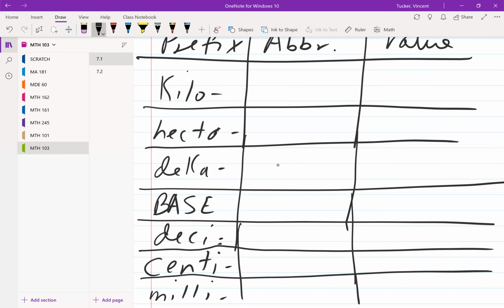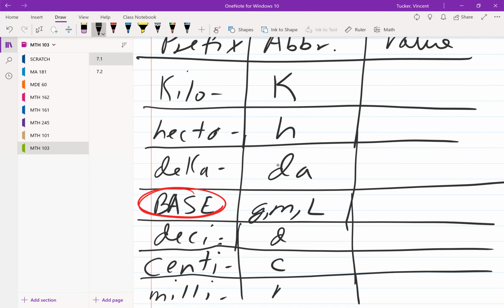All right, so we have our prefixes, which are kilo, hecto, deca. Here's our base. We'll talk about that in more detail in a second. But then we have the deci, centi, and milli. The abbreviation is K. So our abbreviations: K for kilo, H for hecto, DA for deca, D for deci, C for centi, and M for milli.